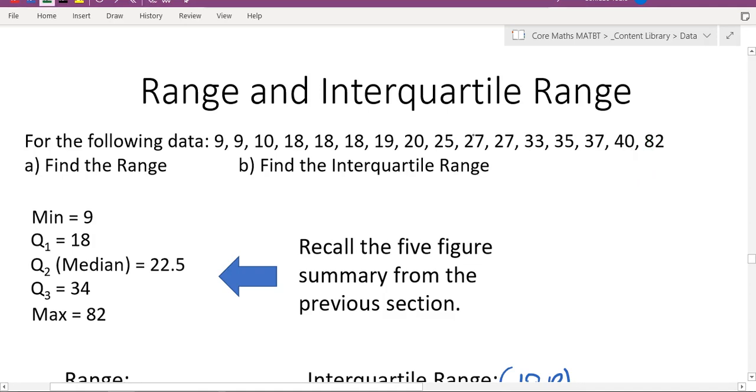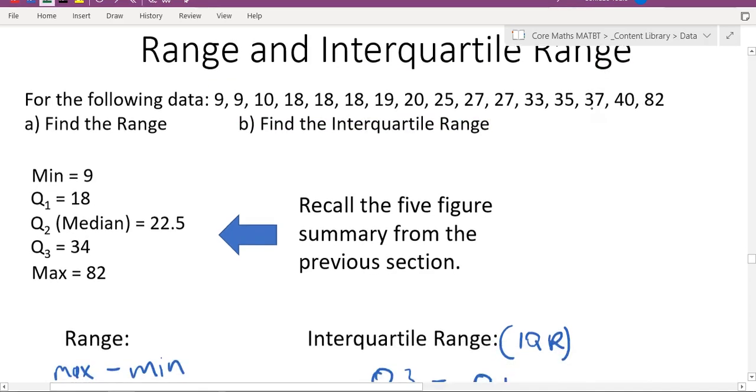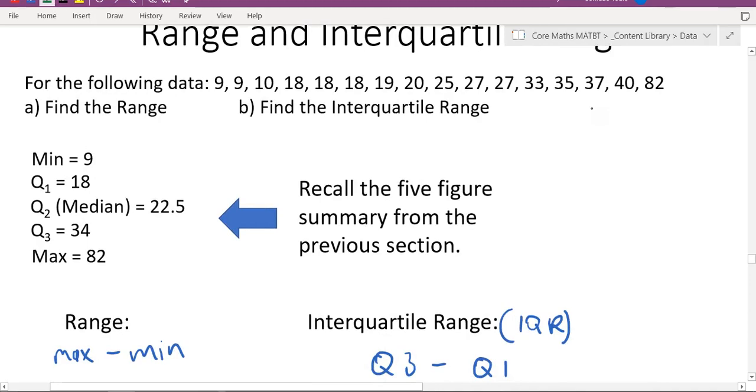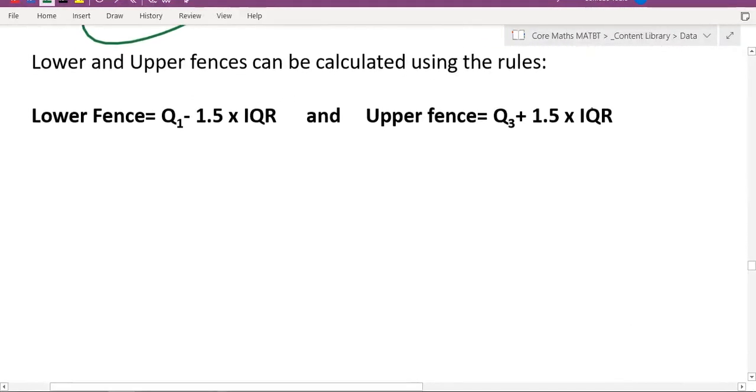Can anyone already find an outlier in this data set? 82, yeah, because it's really high compared to everything else. But we have to prove that it is an outlier using this. So you probably have never done this before, but you need to make sure you understand these. These are your formulas for your fences. So make a note that this is your formulas for your fences.